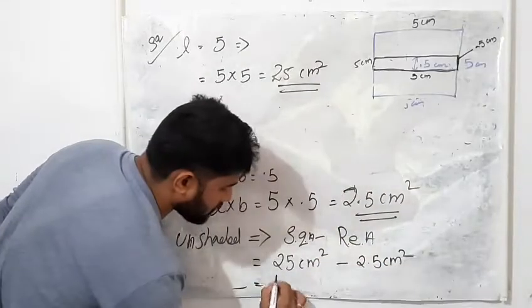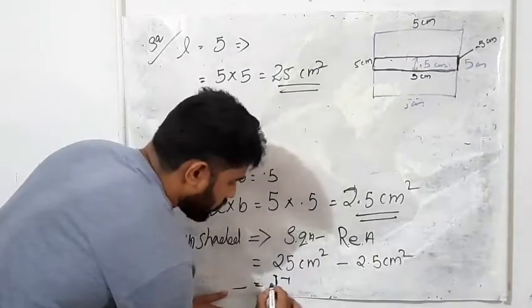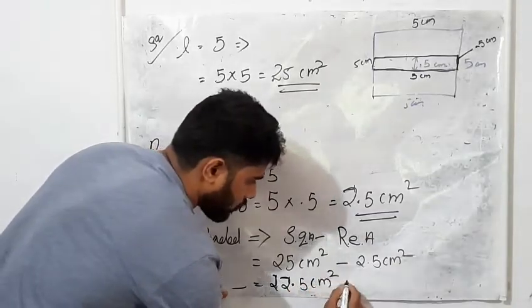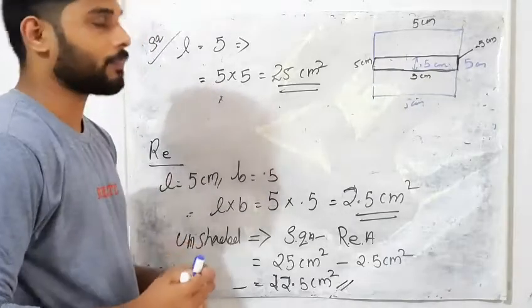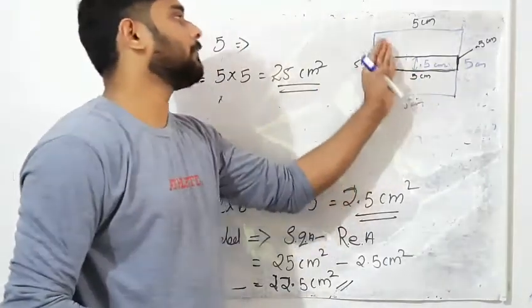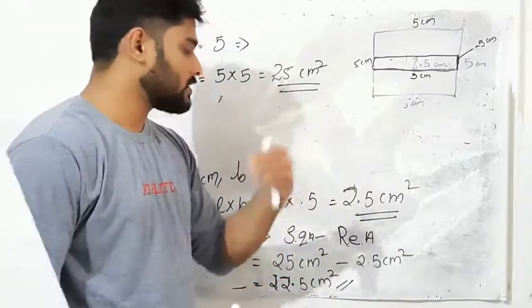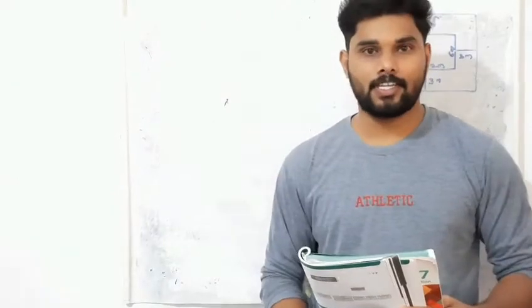The remaining thing is 25 minus 2.5, 22.5 centimeter square. That will be the final answer. So the unshaded portion's area is 22.5 centimeter square. Now we are going to deal with the next question, exercise 16.6, question number 2.